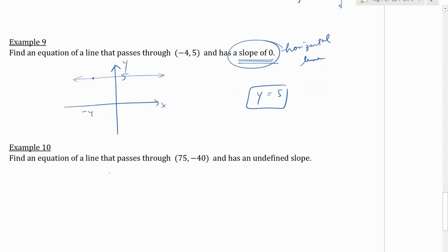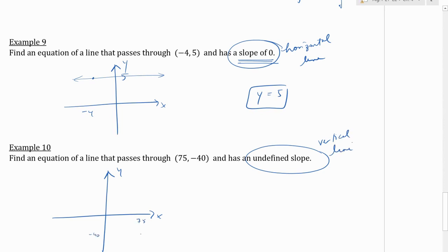Okay. If I want to have an undefined slope, well, I don't want to have an undefined slope, that's a vertical line that has one of those. And if I go to 75, negative 40, then the equation of that line is x, oops, it didn't look much like a 7, does it? Equals 75.